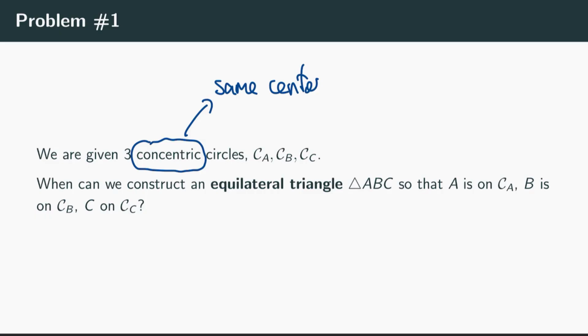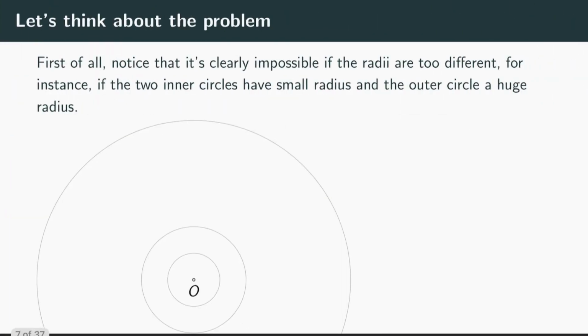So first of all, can we always do it? Let me let you think about that for a moment. Is it always possible to do this? Well, the answer is no. If my radii are too dramatically different from each other, it's not going to be possible. So here I have an example. My two inner circles have relatively small radius, and my outer circle has a huge radius.